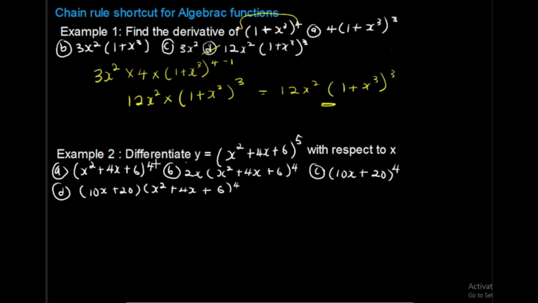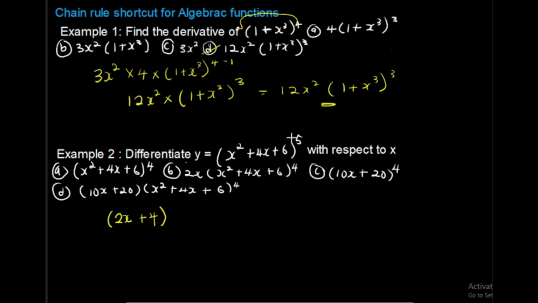Now for example 2, we apply the same technique, the same shortcut to solving this. What do we do here? Differentiate the inner function again. Remember, that's step 1. Differentiate the inner function. Differentiating x squared, that will give us 2x. Differentiating 4x, that will give us plus 4. Differentiating 6, that gives you 0. So we've differentiated our inner function to be 2x plus 4.